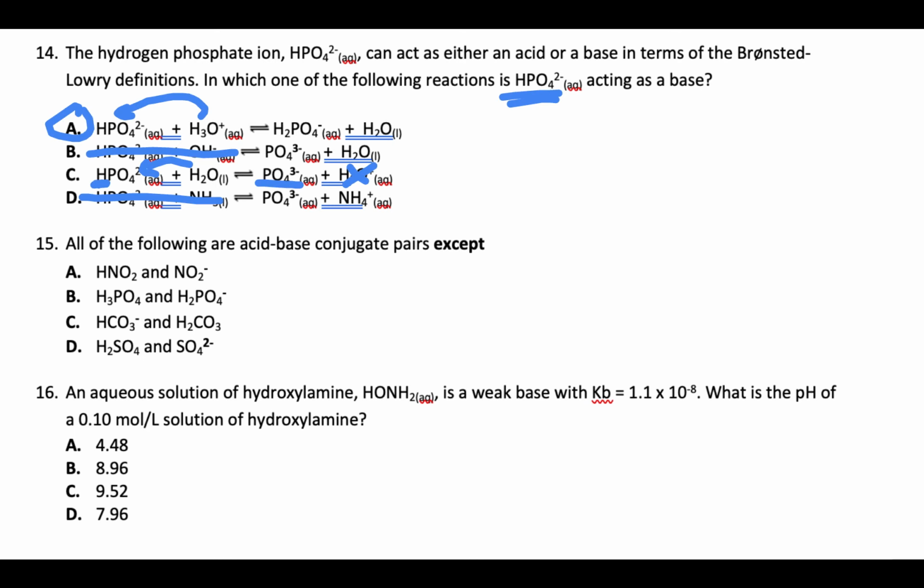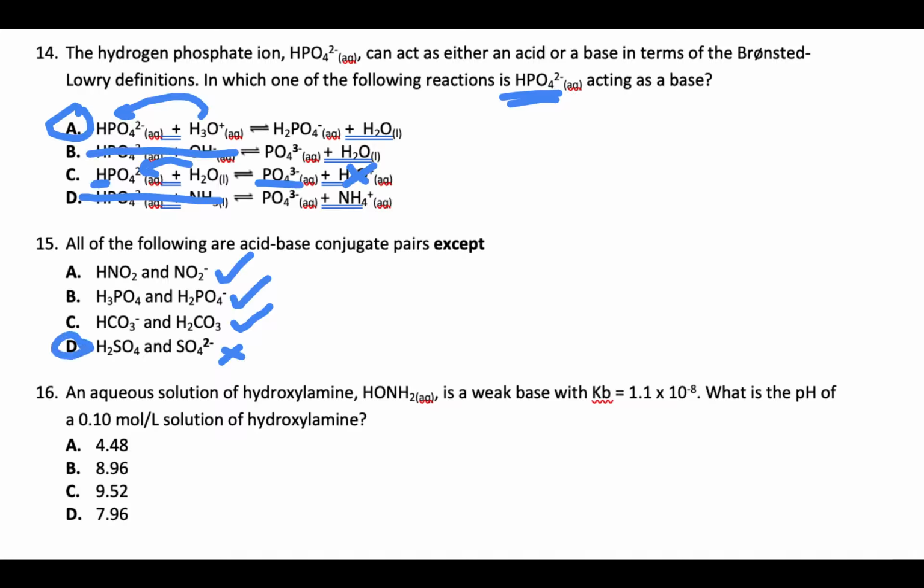Question number 15, all of the following are acid-base conjugate pairs except. So to be a conjugate, you're a difference of just one hydrogen. So this works, this works, this does work, and this last one does not work because it's a difference of two hydrogens, not one.